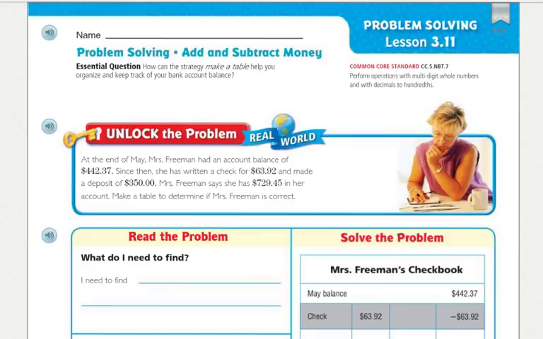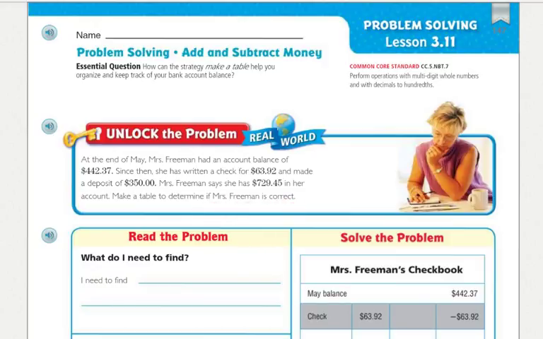Unlocking the problem. At the end of May, Mrs. Freeman had an account balance of $442.37. Since then, she has written a check for $63.92 and made a deposit of $350. Mrs. Freeman says she has $729.45 in her account. Make a table to determine if Ms. Freeman is correct.